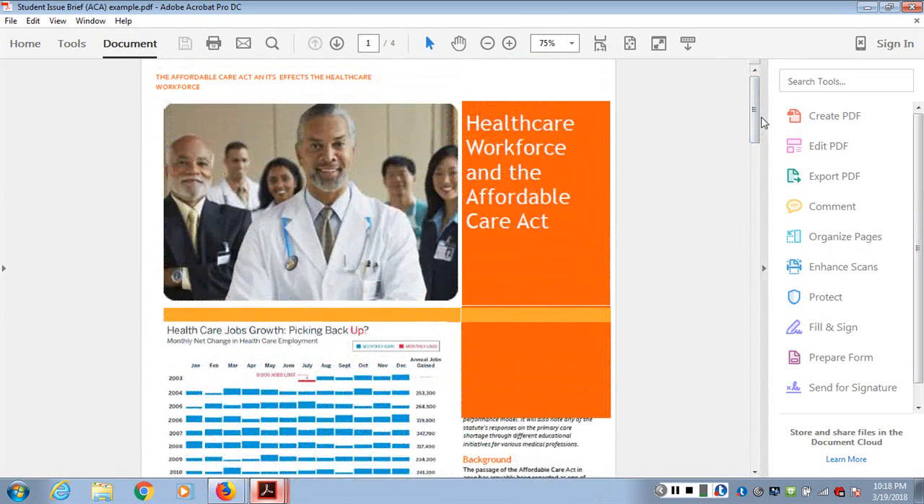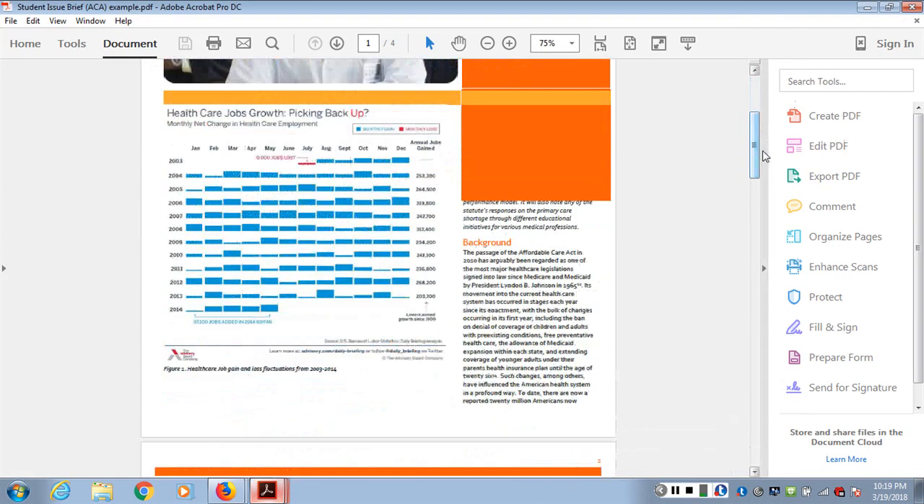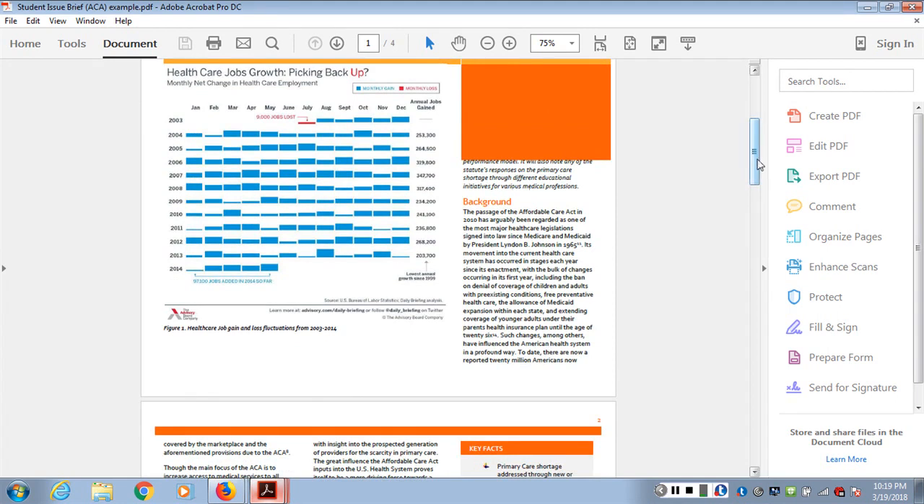The first one I want to bring up is from a former student of mine, and she wrote about the healthcare workforce and the effects that the Affordable Care Act had on it. You can see here she's got some really great graphics. She put a great introduction graphic back here at the very beginning. She used a great tagline about healthcare job growth. If I'm going into healthcare, that's going to grab my attention really quickly. You can see she started with the background of the issue and made an appropriate headline.